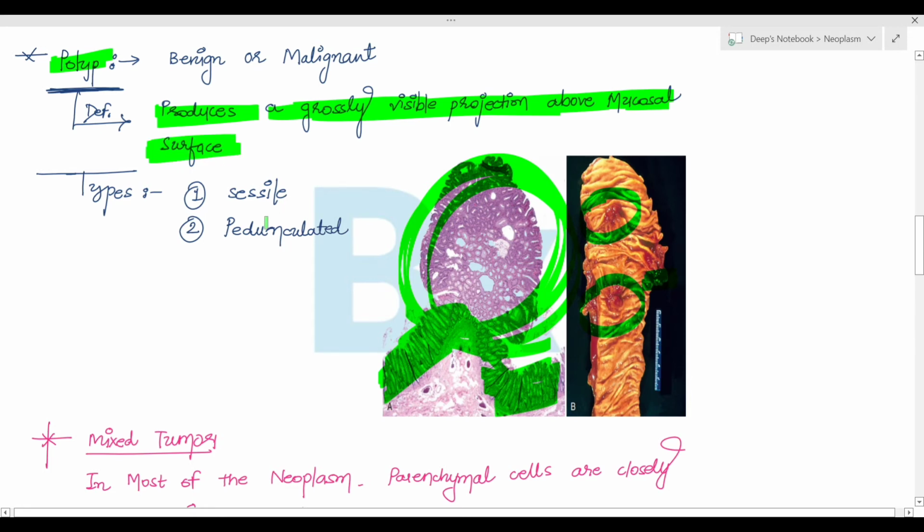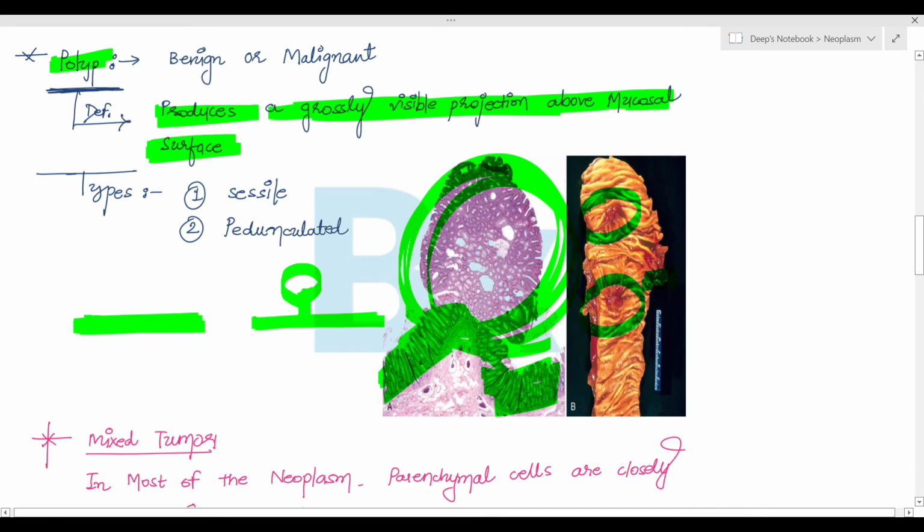It's a polyp. There are two different types of polyp. It could be sessile or it could be pedunculated. So what is the meaning of sessile? Sessile means if this polyp arising from the mucosa grows parallel to the mucosa only, then it is a sessile polyp. But what is the meaning of pedunculated? Pedunculated means, suppose this is the mucosa, and if the polyp grows like this, it has a peduncle attached to the mucosa. Then it is called a pedunculated polyp.